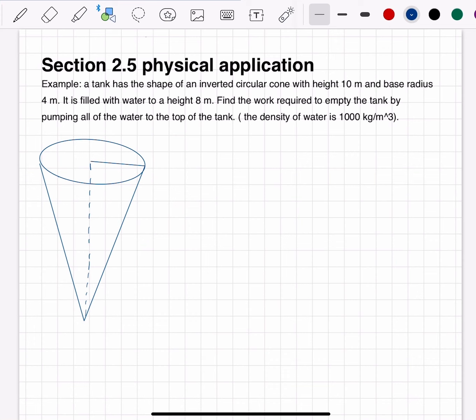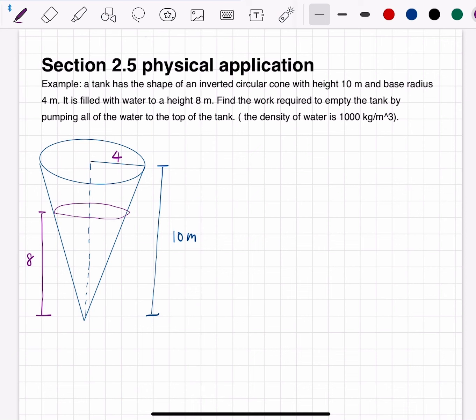So here I started with an inverted circular cone where the height from the top all the way to the bottom is 10 meters, but we only filled it up to 8 meters with water. The radius of the base is 4. Because it's inverted, the base is actually on the top. And that is all the numbers we have. So we want to find the work to pump up all the water.